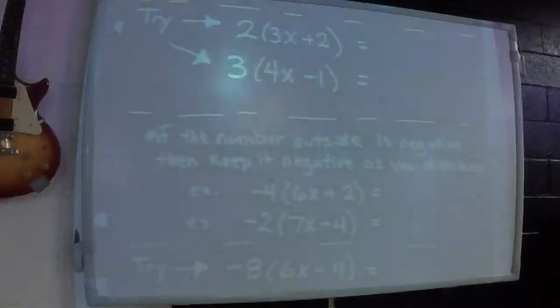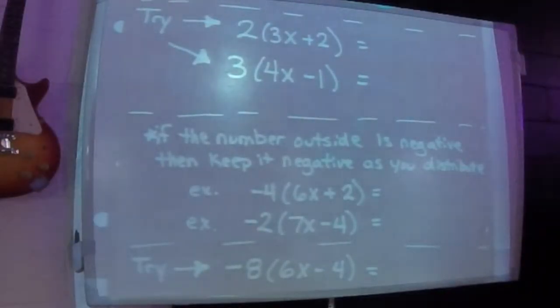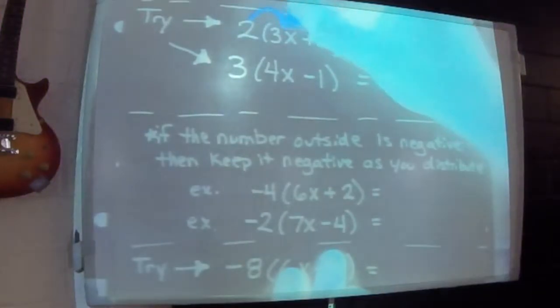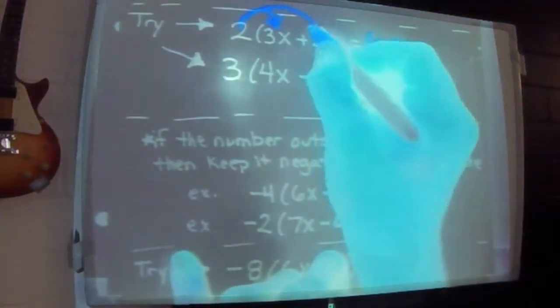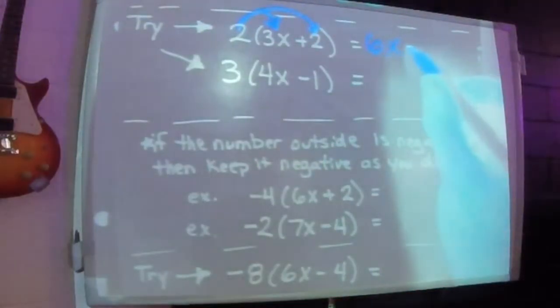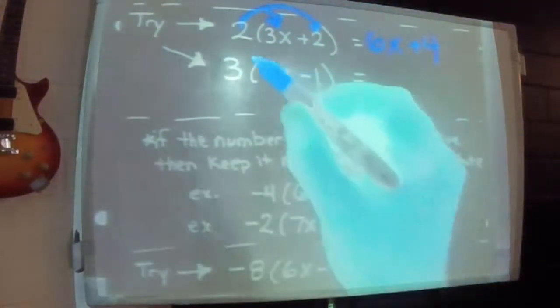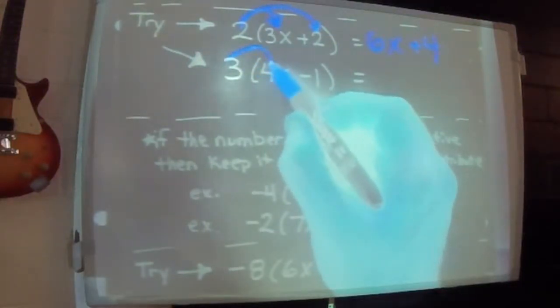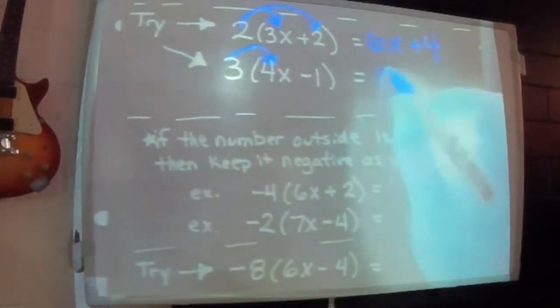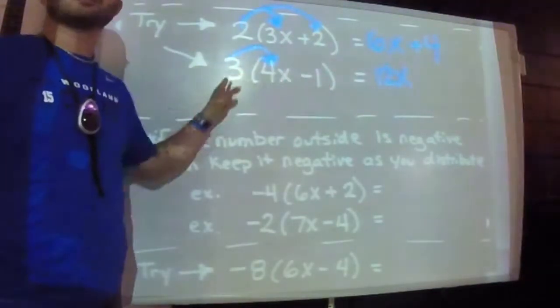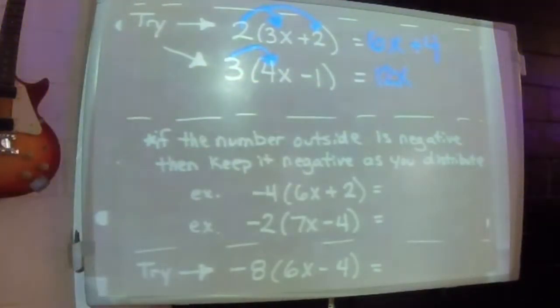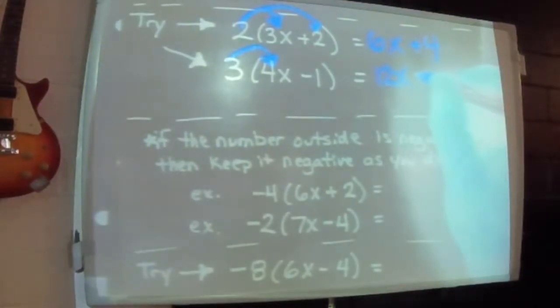Okay. On the first one, if I drew the arrows, 2 times 3x is what? 6x. And then 2 times 2 is positive 4, so plus 4. On this other one, 3 and 4, 12x. Now this time, it's not 3 times 1. It's 3 times negative 1. So what is it? Negative 3.